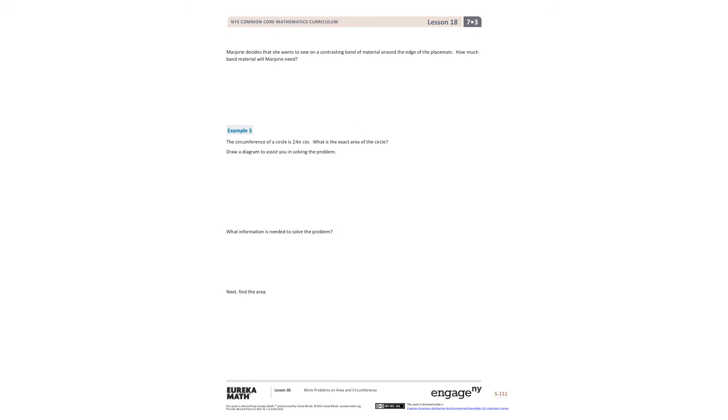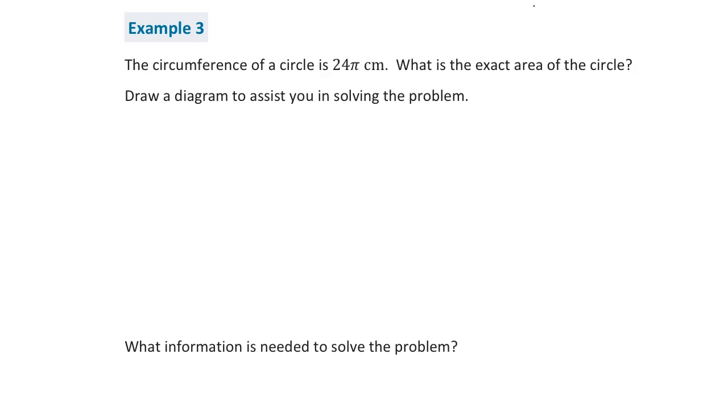Let's move on to the next page with example 3. The circumference of a circle is 24 pi centimeters. What is the exact area of the circle? Draw a diagram to assist you in solving the problem. To draw our diagram, we're going to want to draw a circle because that's what it is asking for, the circumference of a circle. There I have my circle, and let's go ahead and give this circle a radius.